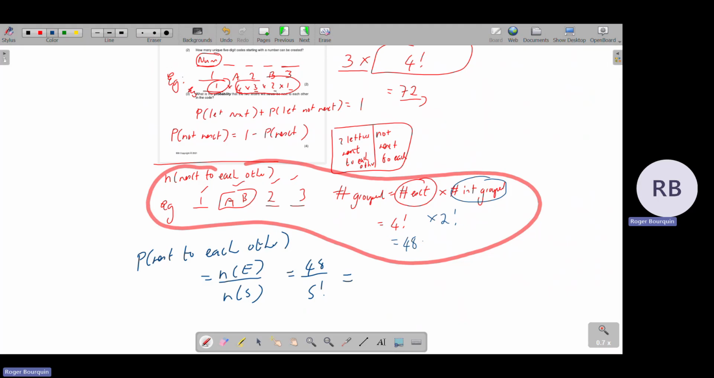So what's the probability that if you take 2 cards out and arrange them in order that the letters are going to be next to each other? Work that out for me. So 48 over 120 or 48 over 5 factorial. 2 over 5. Yes. So that's the probability they're next to each other. There's 2/5 of a chance that they're going to be next to each other. So finish it off. What's the probability that they're not next to each other?